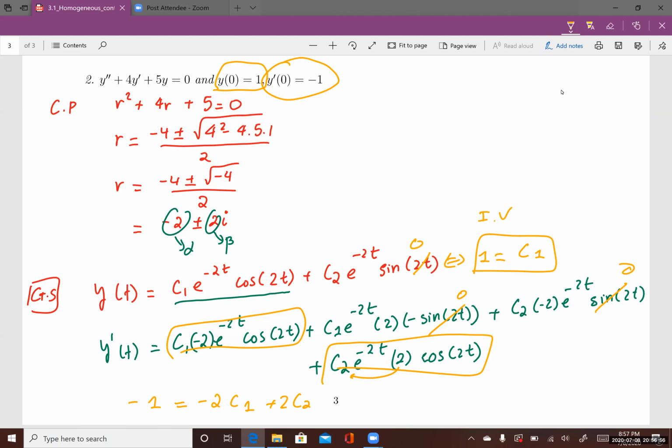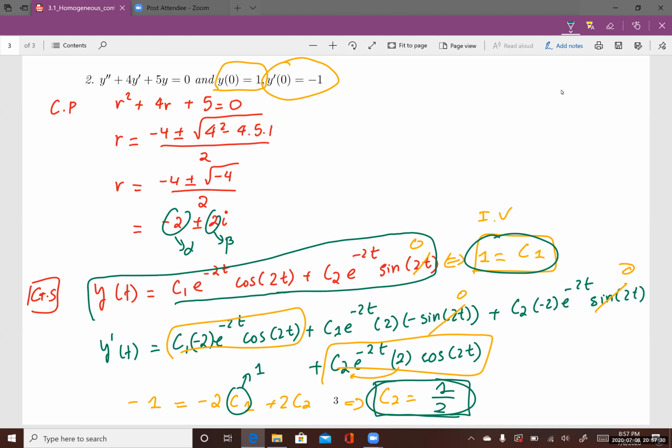And I know that C1 equals 1. So that means C2 is going to be equal to, if I plug 1 into here, I would have negative 2 times 1 is negative 2, and move it to the other side, so it's positive 2, negative 1 plus 2 will be 1, divided by 2, so 1 over 2. So I just found that C2 equals 1 over 2. So then I can use C1, C2, and the general function in order to find my particular solution.